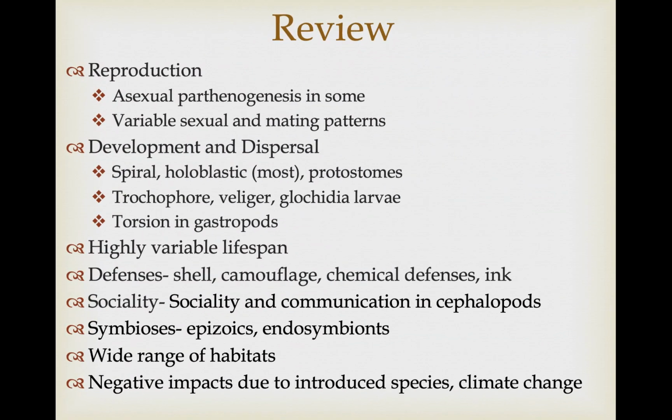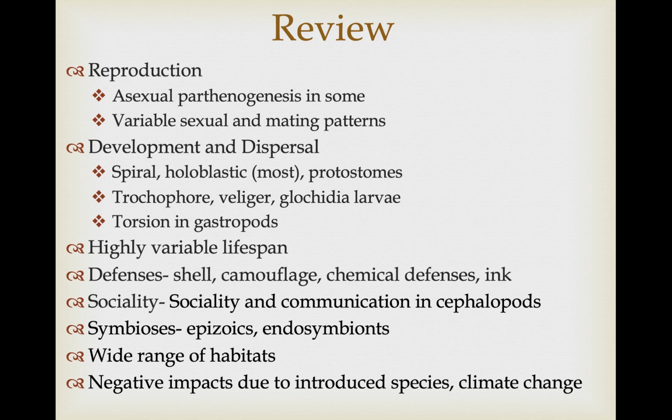Reproduction, this is the first group we've come through where asexual reproduction is relatively rare. We do see parthenogenesis in some of the terrestrial snails. But when it gets to sexual reproduction, it's highly variable. And there are some interesting mating patterns that I want you to know. But again, with the variability in the sexual behavior, as far as monoecious, dioecious, and oviparous, viviparous, those kinds of things, I just want you to know how variable that is.